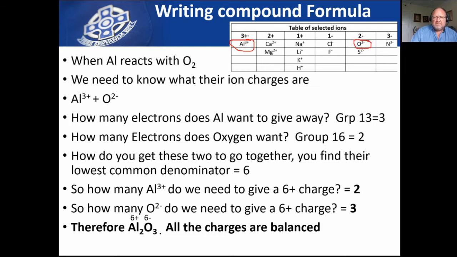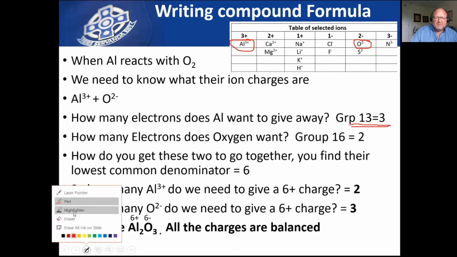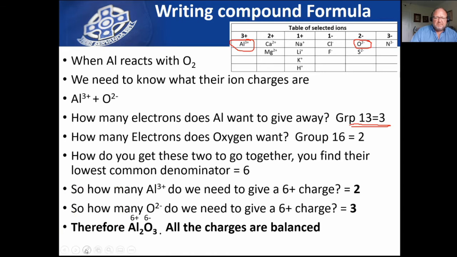Now if aluminium wants to give away 3, it means that it is in group 13, and if oxygen wants to accept 2 electrons, it means that to get to 8, it has to at that stage have 6, and that puts it in group 16. Hope everybody still understands that. Okay, so that's where that 3 plus comes from, and the 2 minus.